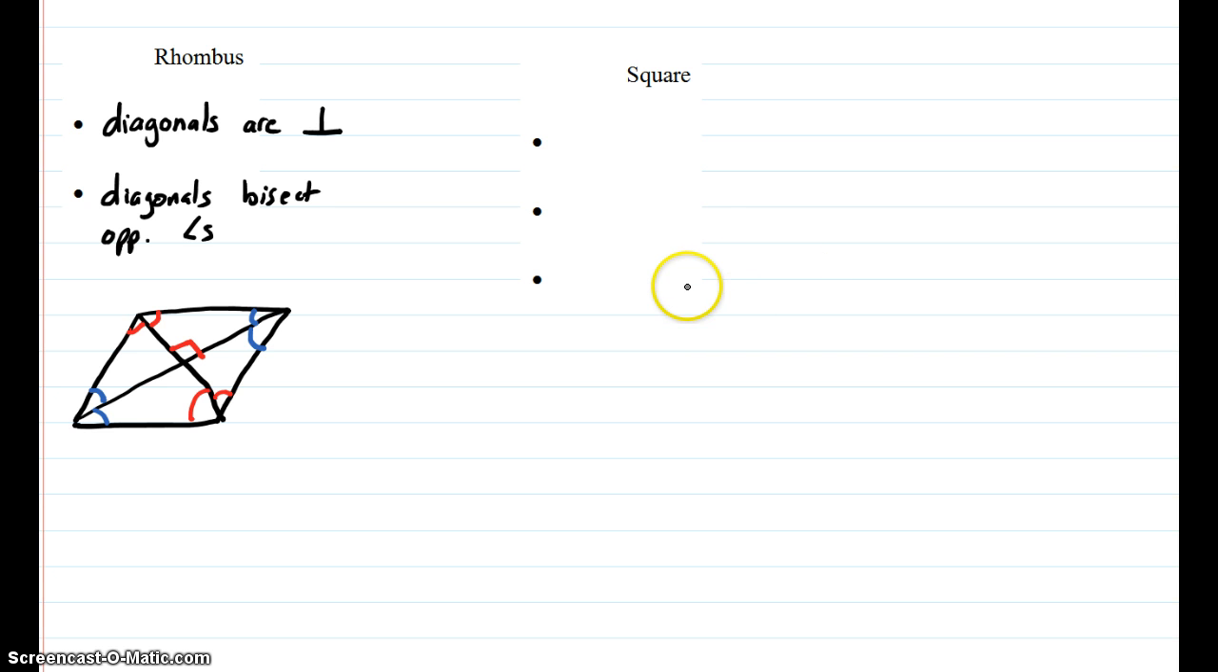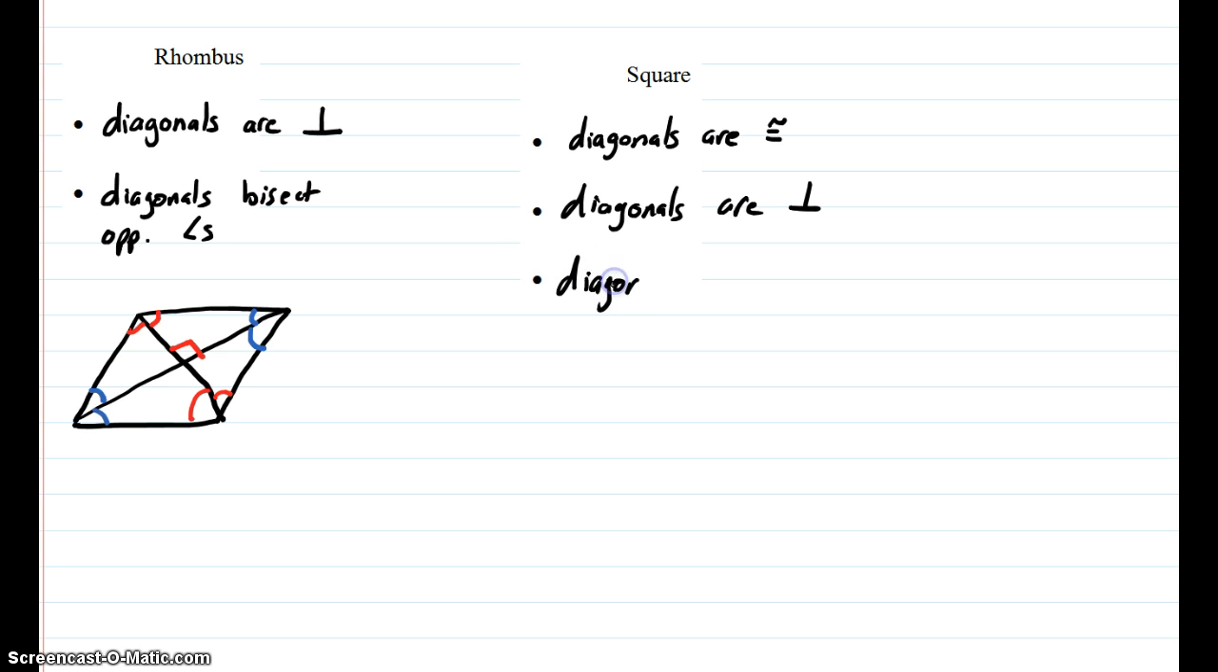Alright, the last one is a square. Now, a square is kind of like a combination of a rectangle and a rhombus, so I'm going to repeat myself just a little bit. In a square, the diagonals are congruent. The diagonals are perpendicular, and the diagonals bisect the opposite angles.